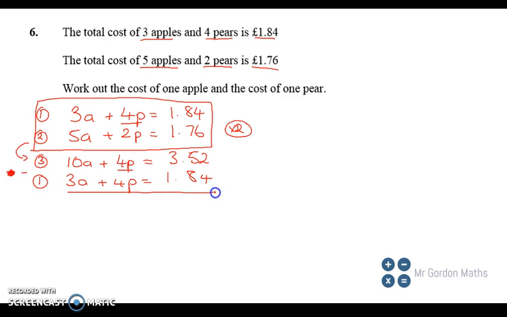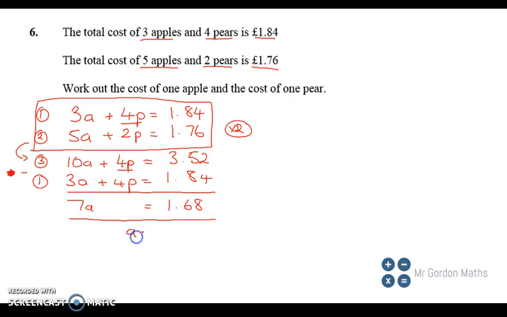That will get rid of the pears, and it will leave me with only one variable, apples, that I can solve. So 10 apples take away 3 apples, that's 7 apples. 4 pears take away 4 pears, that's nothing, so we'll leave that blank. £3.52 minus £1.84 is going to be £1.68. So now I know that 7 apples are £1.68.